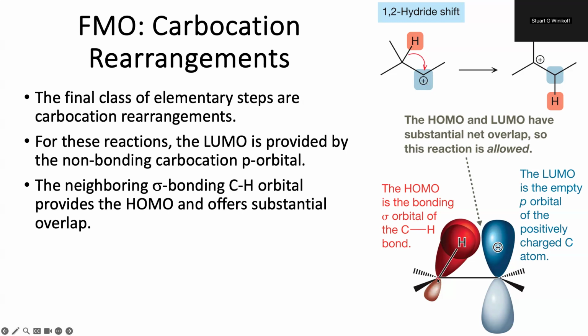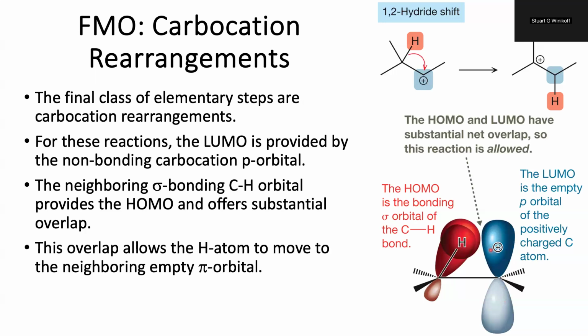So in this case, you'll notice that if I have that sigma bond on an adjacent atom, the sigma orbital and this empty p orbital are right next to each other. So what this lets happen is this electron-rich sigma orbital to kind of slide over. So that hydrogen is going to move smoothly from one to the other, as these two orbitals are close enough to have substantial overlap. And so this allows that H atom to move smoothly over to that neighboring empty p orbital.